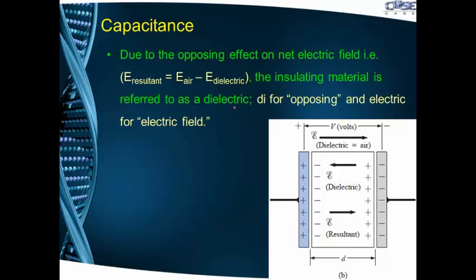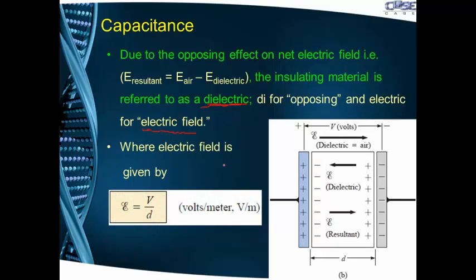Now, due to the opposing effect on the net electric field, the material is referred to as dielectric: di for opposing and electric for electric field. So due to this effect, this insulating material is called dielectric because it opposes the electric field. So this electric field is given by this. We have seen the relation.